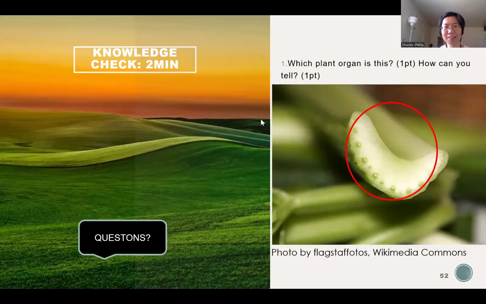So here is another knowledge check. This is a lettuce, not lettuce, sorry, celery. I had lettuce in my brain. And here is what you normally call the stem of the celery, but it's actually a stem. Which organ is this, do you think? And how can you tell? Go ahead and pause the playback, and I'll tell you the answer in 2 minutes.